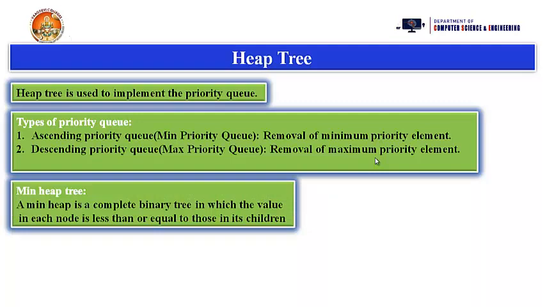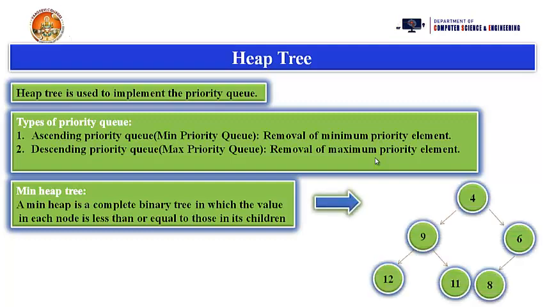So what is a min heap tree? A min heap tree is a complete binary tree in which the value in each node is less than or equal to its children. Suppose you are taking a tree like this, and this is a complete binary tree. Why? Because a heap tree is a complete binary tree first. And you need to check the parent node and the children nodes. The parent node must always be less than or equal to its children.